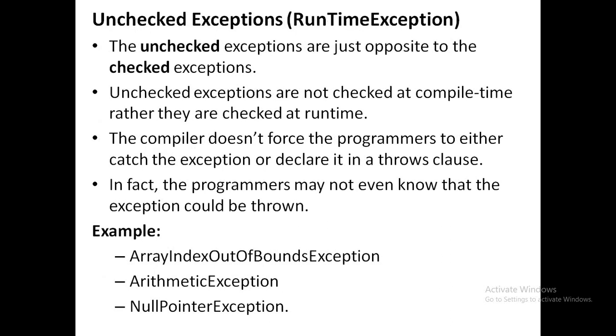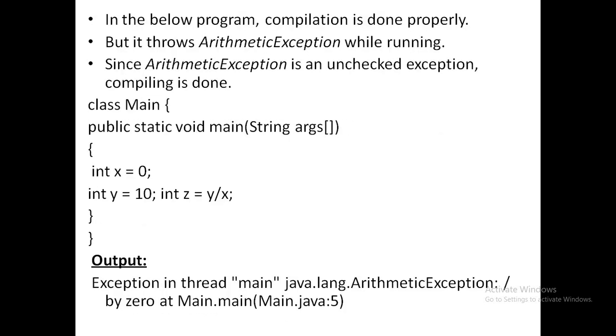Unchecked exceptions or runtime exceptions. Unchecked exceptions are just the opposite of checked exceptions. They are not checked at compile time, rather they are checked at runtime. The compiler doesn't force the programmers to either catch the exception or declare it in a throws clause. In fact, the programmers may not even know that the exception could be thrown. Examples are array index out of bounds exception, arithmetic exception, and null pointer exception.